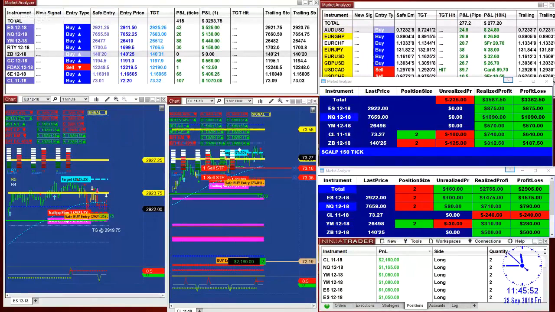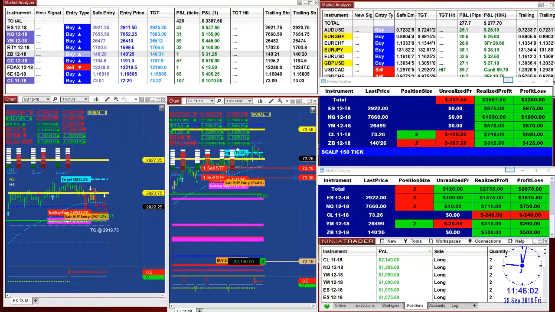And the market now is turning around, folks. And then we have the ES. It's fixing to give us a new signal.